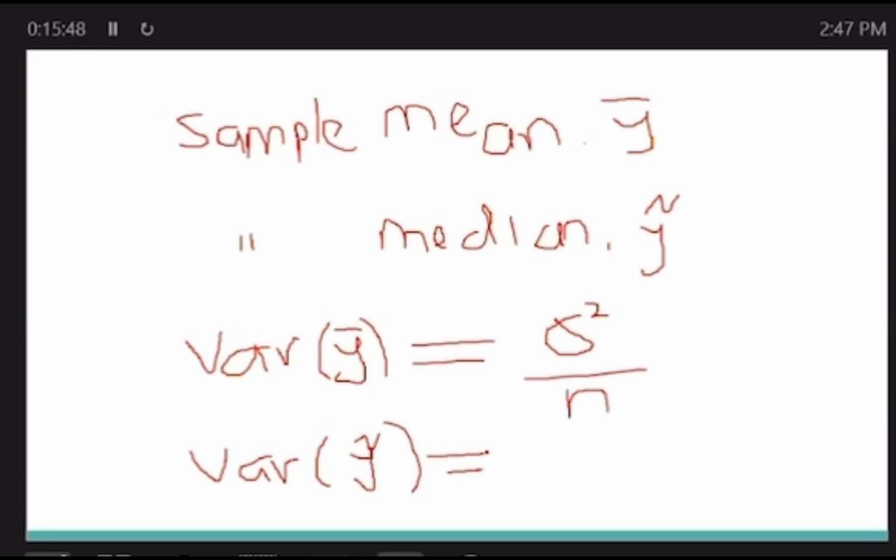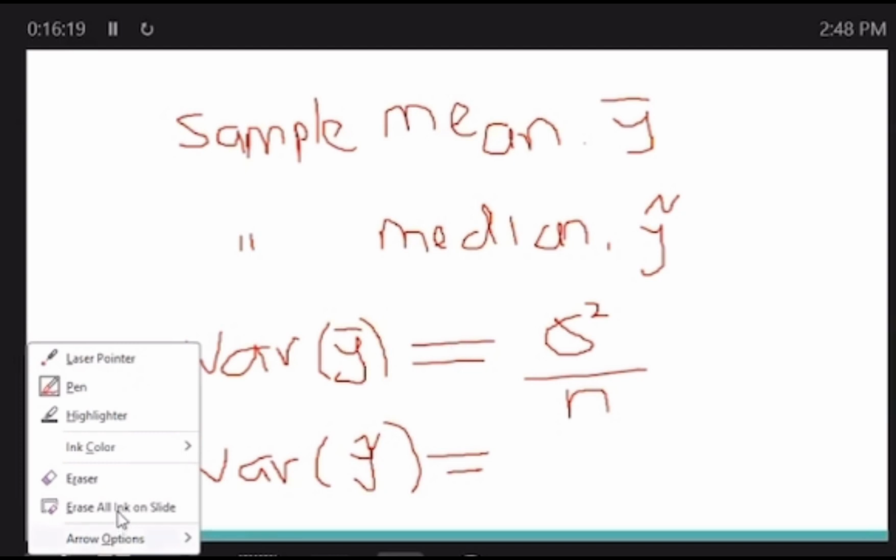And that is the reason why we can look at the expected value of the sample mean, and we can also look at the expected value of the sample median. We can look at the variance of the sample mean, and we can also look at the variance of the sample median. But the variance of the sample median is logical, which I'm going to show you now. Just give me one second, I'm going to clean up. We want to figure out what the variance of the sample median is.